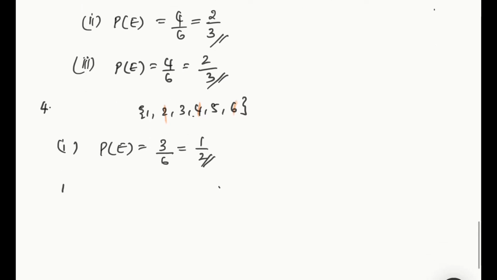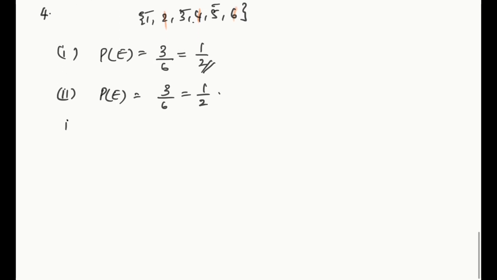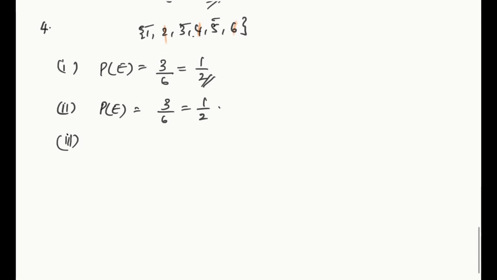Second sub question, will not be an even number. If it's not an even number, it should be an odd number. What are the odd numbers here? 1, 3 and 5. So again P of E is equal to 3 by 6, that is equal to 1 by 2. Third sub question, will be an odd number. How many odd numbers are there? 1, 3 and 5. So P of E is equal to 3 by 6, that is equal to 1 by 2. Hope it's clear to you all. Now let me do the next question.